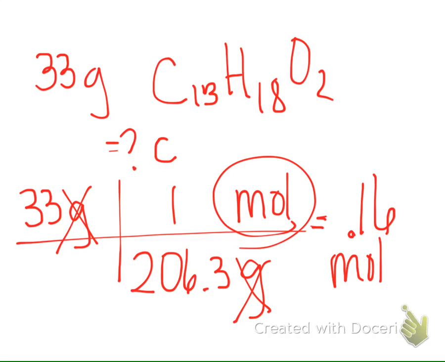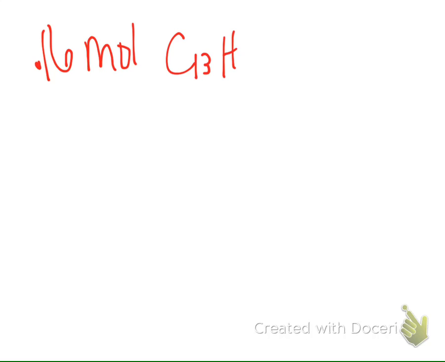Okay, so I'm going to go ahead and get a new slide here. So right now we have 0.16 mole of C13H18O2. And we want to go to moles of carbon. Okay, because our overall goal is grams of carbon, and moles is kind of our middleman. That's how we do all of our exchanges between substances. Okay, moles is our middleman. We have to be there.